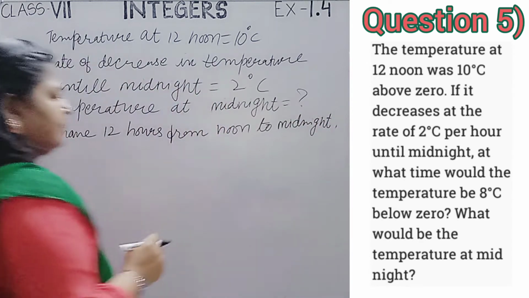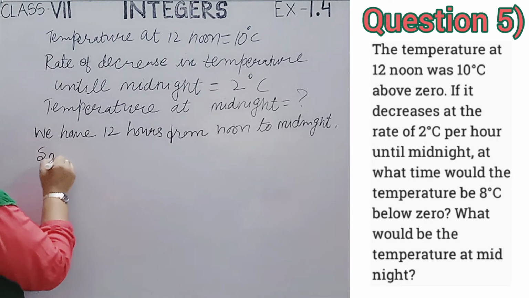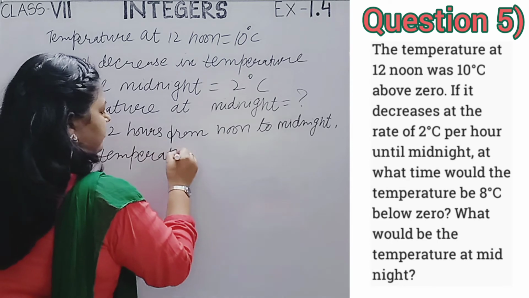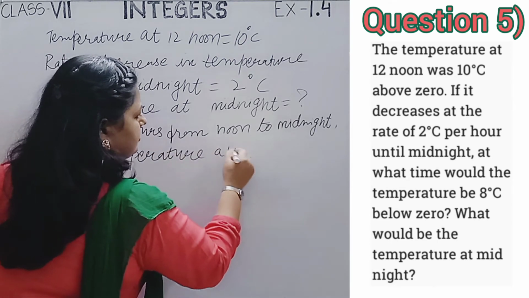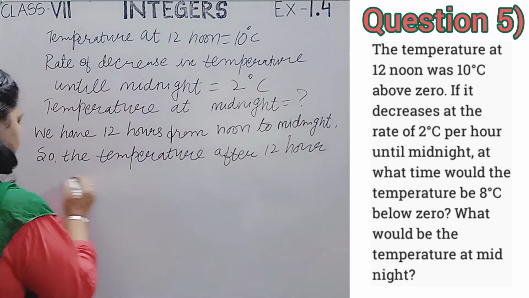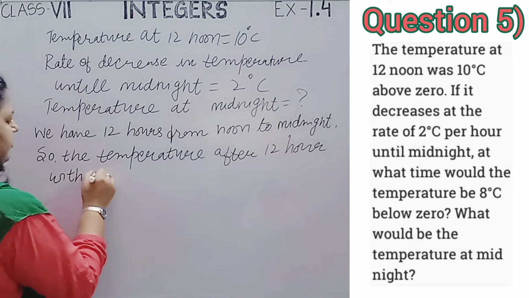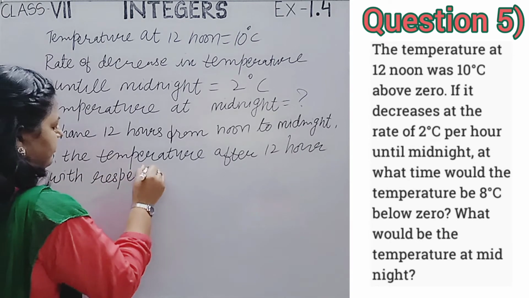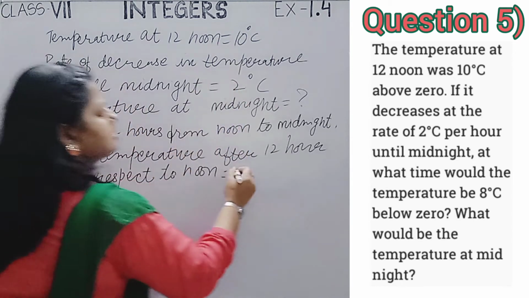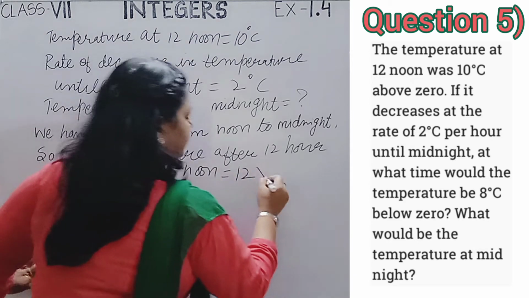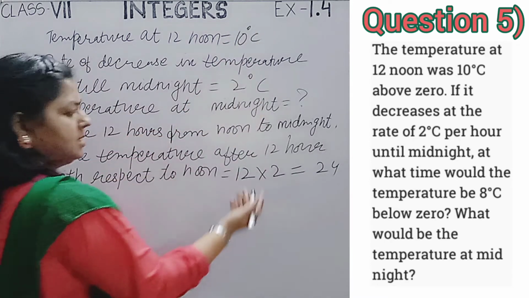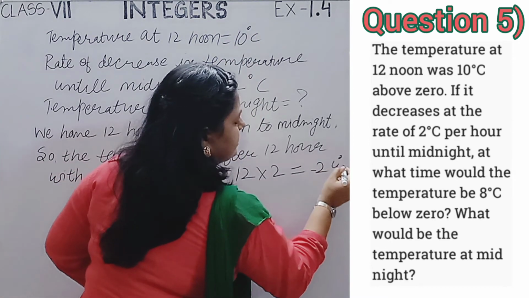So the temperature after 12 hours with respect to noon, and how many hours? 12 hours. And what is the rate of decrease? 2 degree. It is 24. And because temperature is decreasing, so minus 24 degree Celsius.